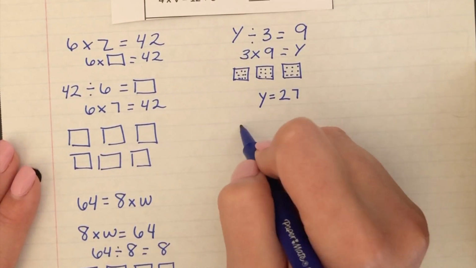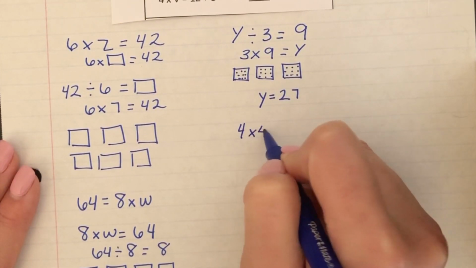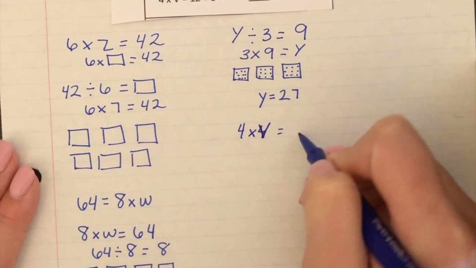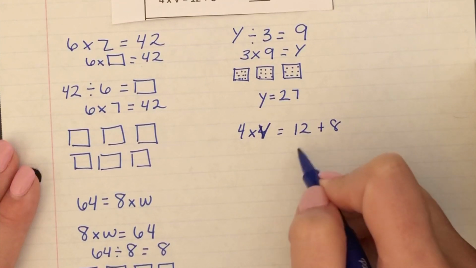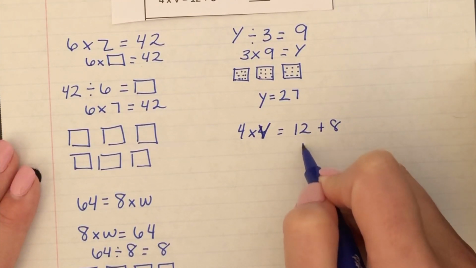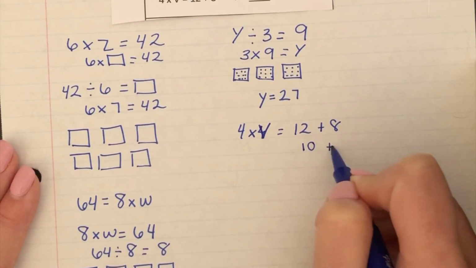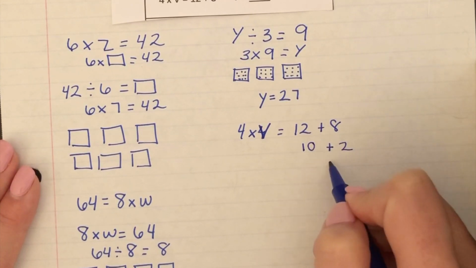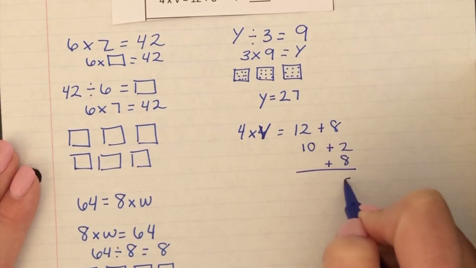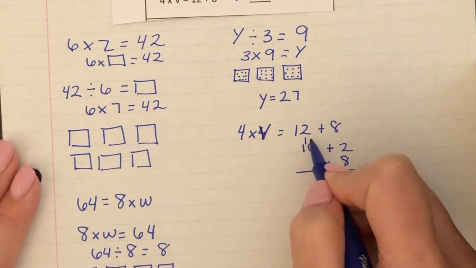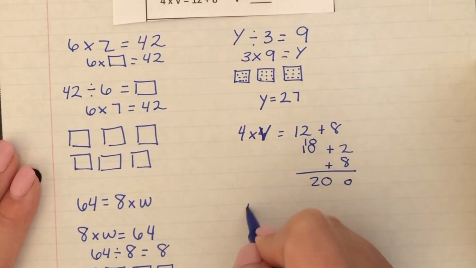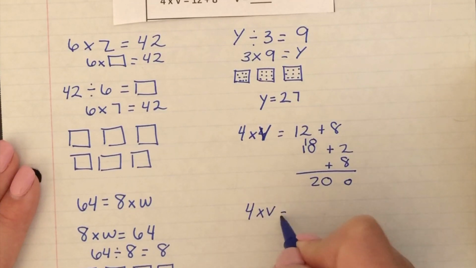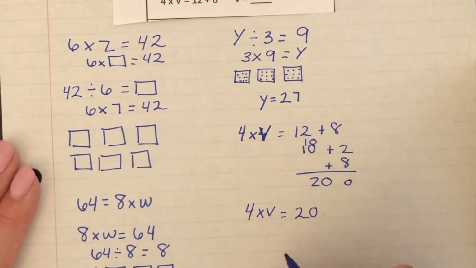And the last one, 4 times V equals 12 plus 8. First thing I'm going to do is figure out what 12 plus 8 is. 10 plus 2 plus 8, carrying 10, 20. So 4 times V equals 20.